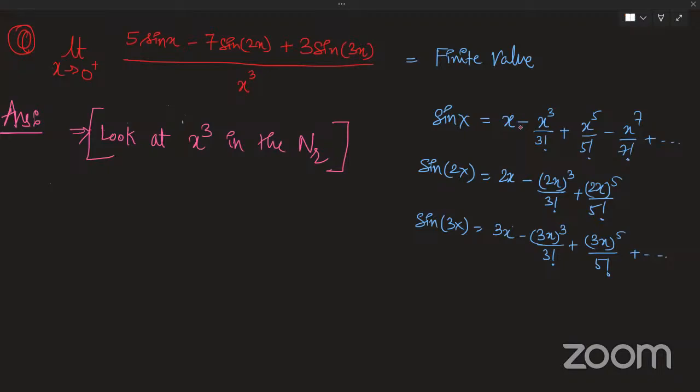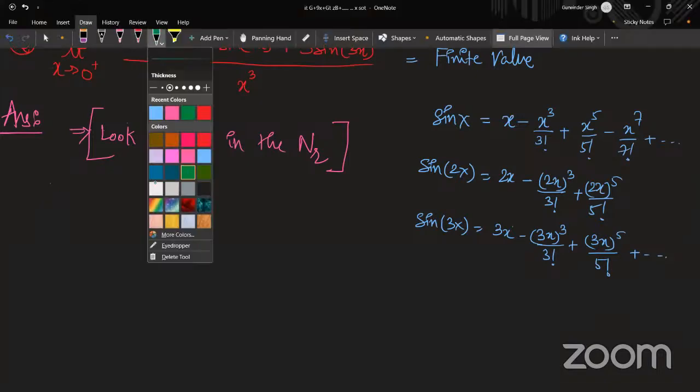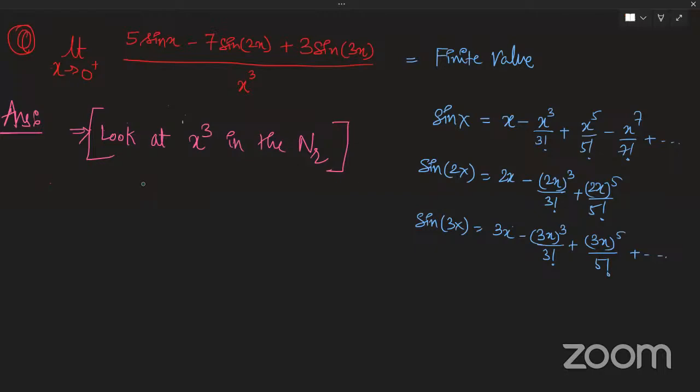See, currently you have minus 1 by 6. If I multiply the whole expansion with 5, won't my coefficient also get multiplied? Yeah, correct. Minus 5 by 6. If you multiply this thing by 5, you will get minus 5 by 6. So you'll get minus 5 by 6 x cube.